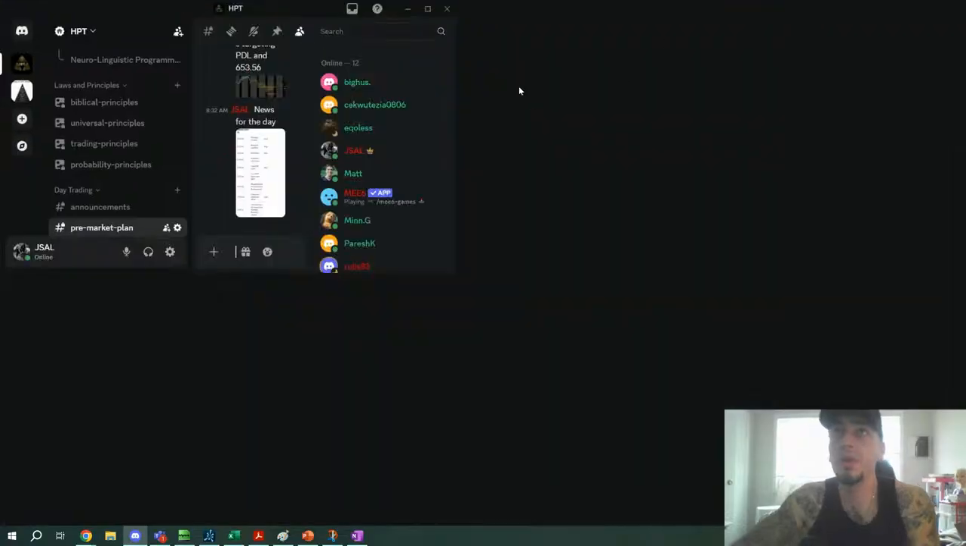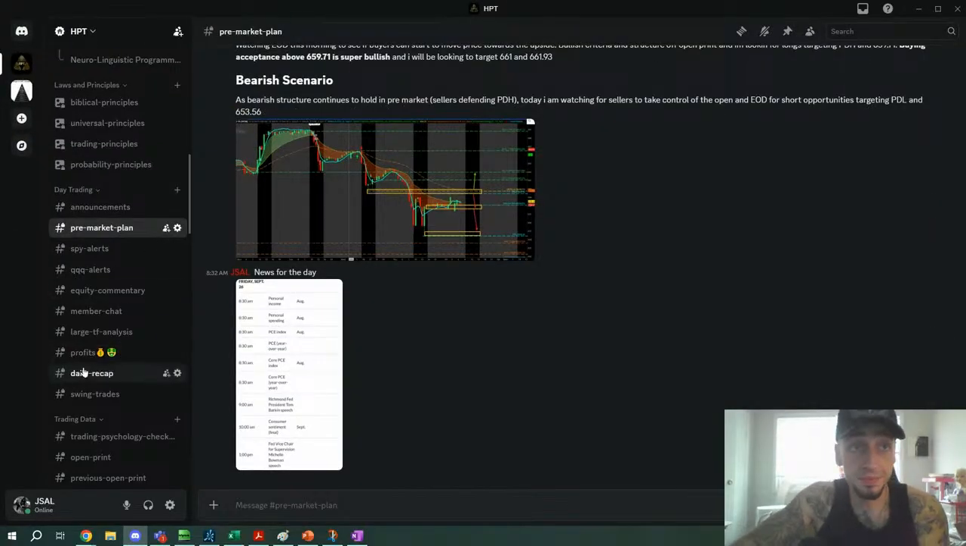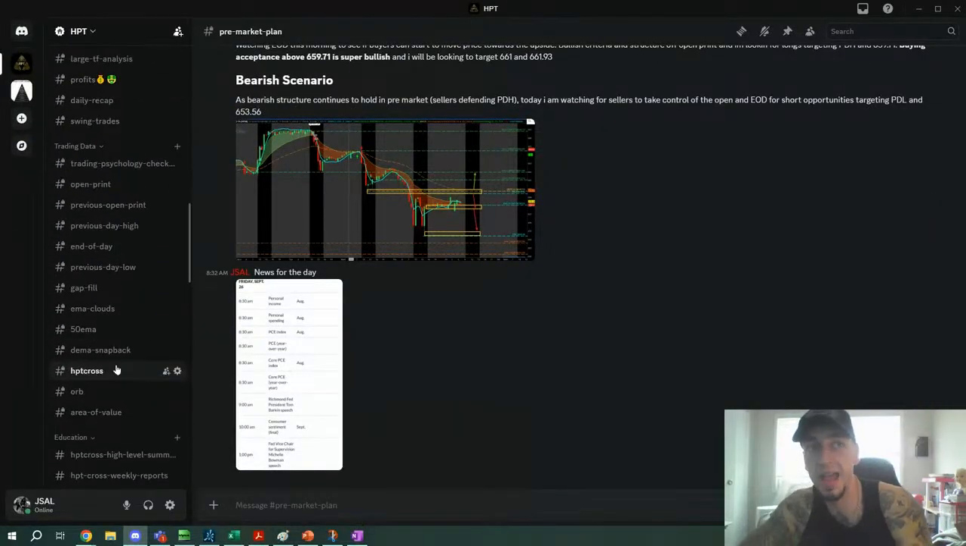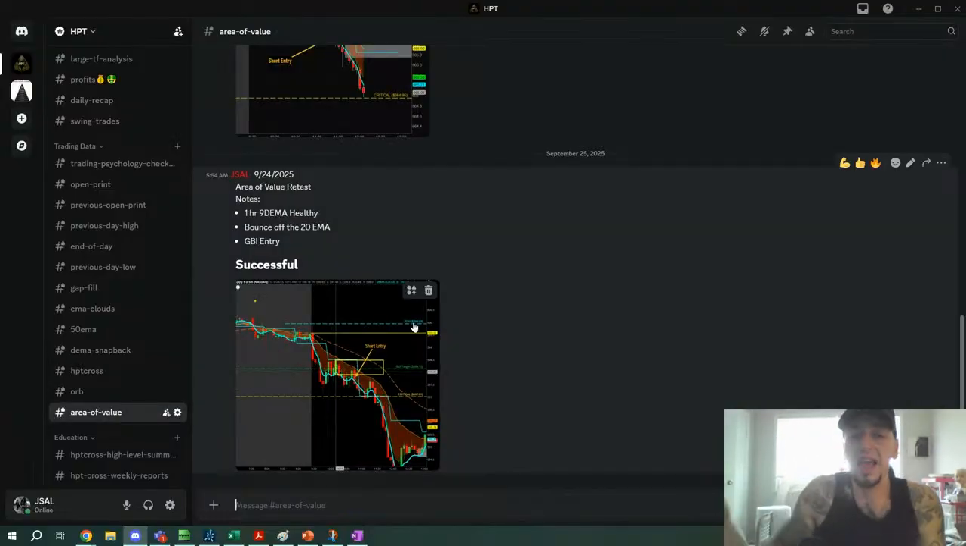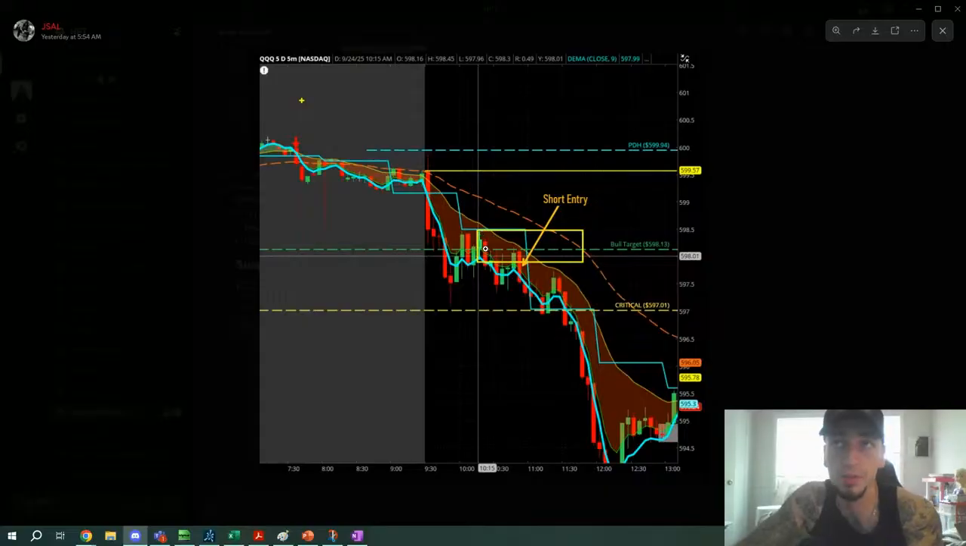In the Discord over here, you'll notice I'm starting to collect a lot more data on the area of value along with the HPT cross, because that's what really gives us the confidence that we need to execute the way we need to, is collecting the data and actually looking at it. So here's some good opportunities here.